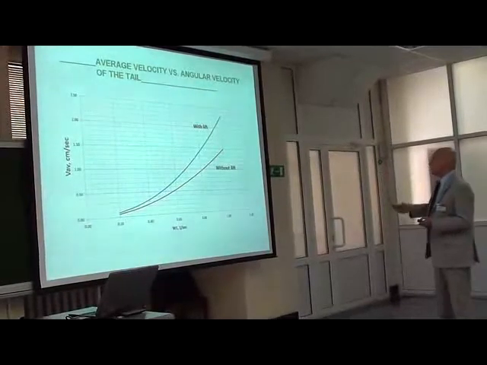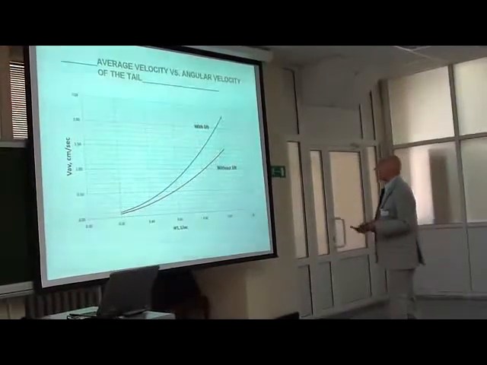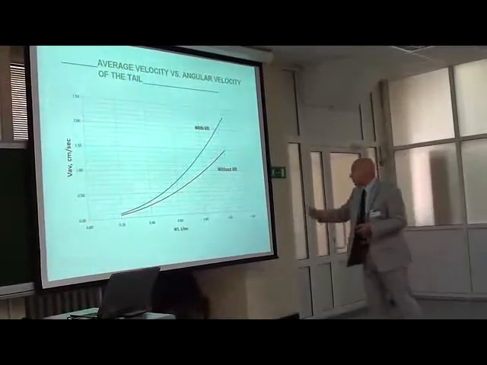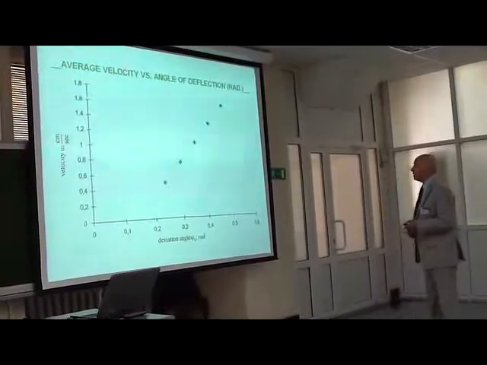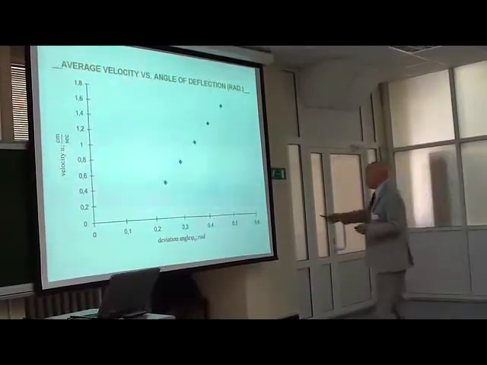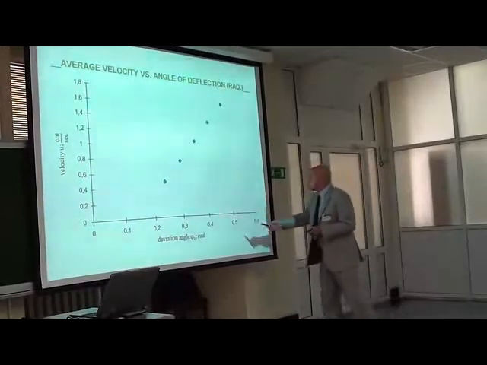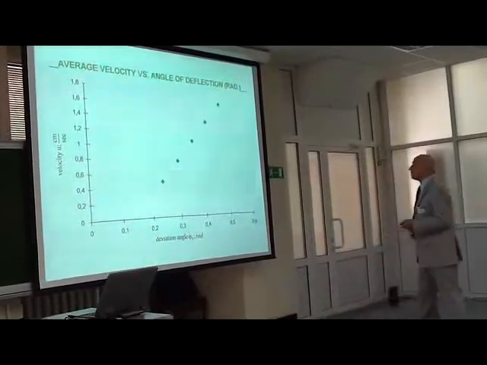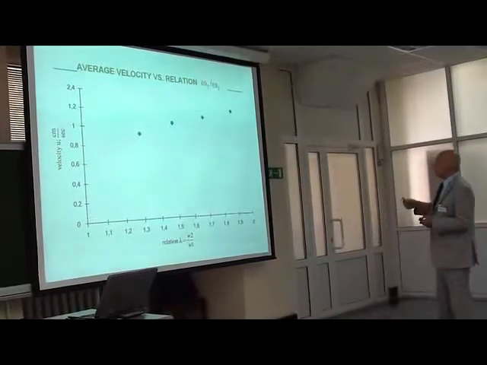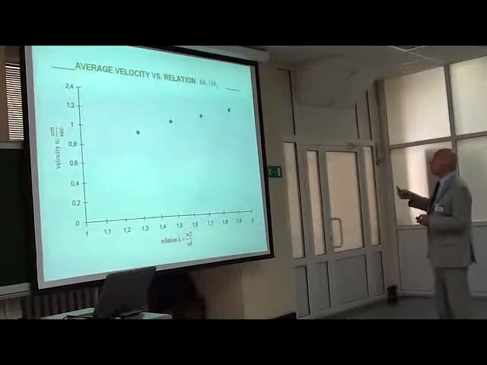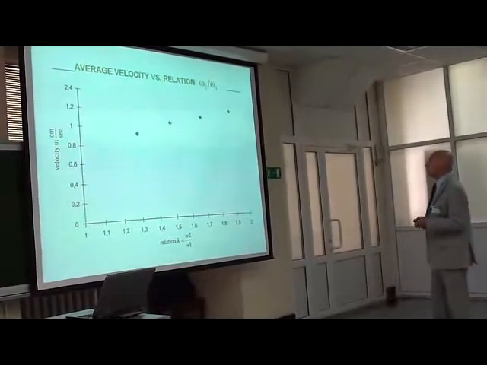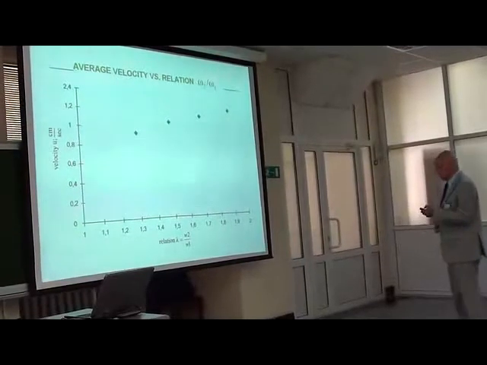Here also the same picture. You see here average velocity versus angular velocity of deflection of the tail. And here average velocity versus angle of deflection. It is here about half radian, 30 degrees, for example. Average velocity versus relation. Omega 2, it is omega minus, corresponds to retrieval. Omega 1 corresponds to deflection.